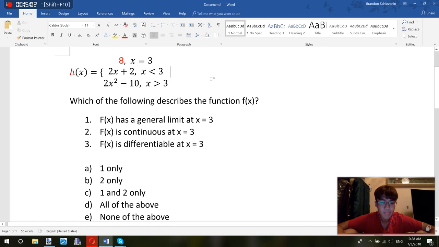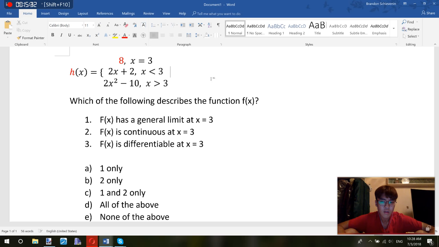So do I have a general limit? Yes. What's my general limit? 8. Perfect. Am I continuous now? Yes. Why am I continuous? Because the function you plug in on the top function goes 8. Perfect. So when I plug in the value into h of x, I also get my general limit. So this is continuous.